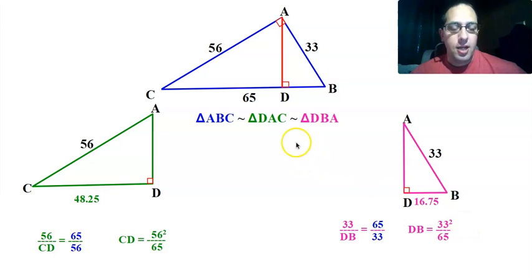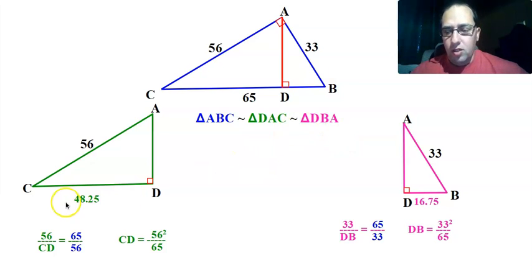Right? Now, there is a faster, easier way. We could have done this. What we could have done is, you know what, the entire thing for CB is 65, and I know CD is 48 and a quarter, so you could have just subtracted them. That works. It's fine. But I wanted to show you the geometric mean again.